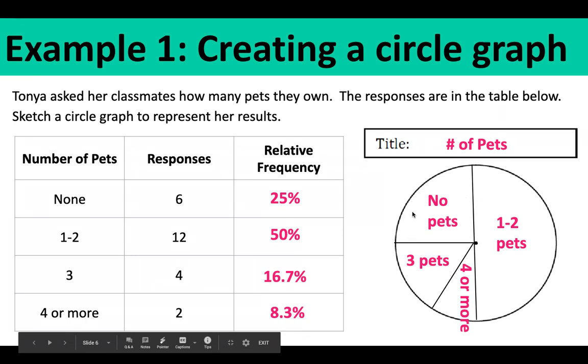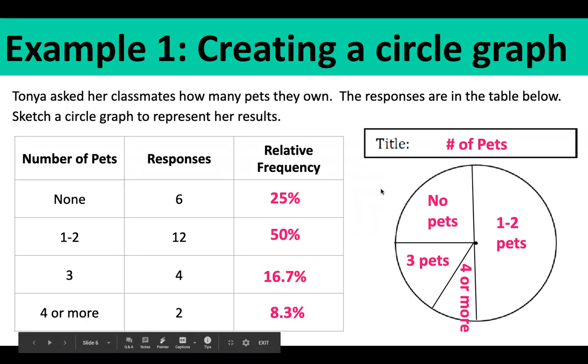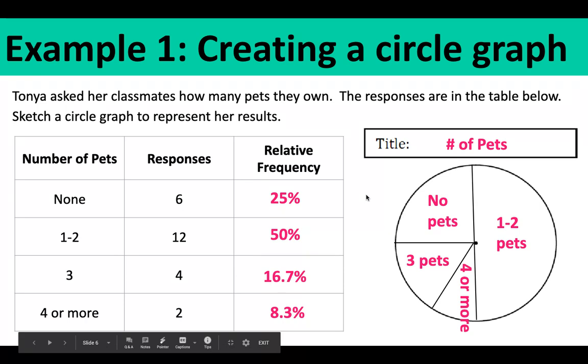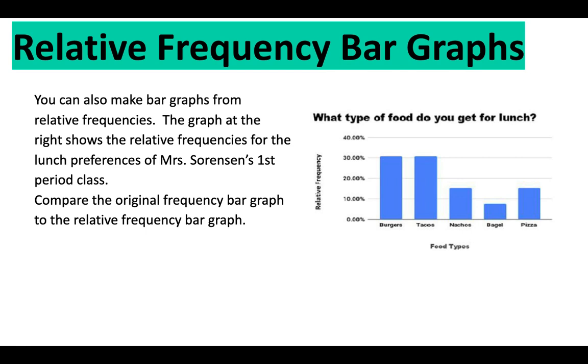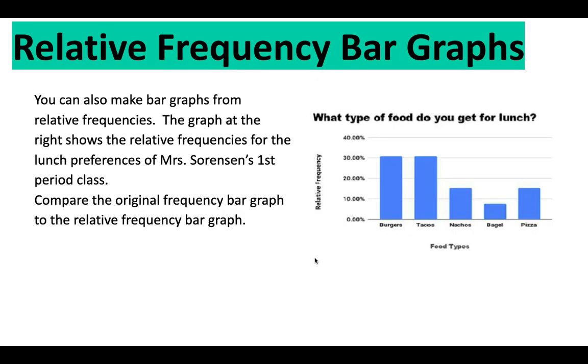If I wanted to be real fancy, I could color each of those slices a different color, and then put a little key or legend off to the side that said what each color represented in terms of the categories. We could also make relative frequency bar graphs, which means we could use a bar graph and put percentages along the side. So now that we know the percentages, we could go ahead and put this as a bar graph.